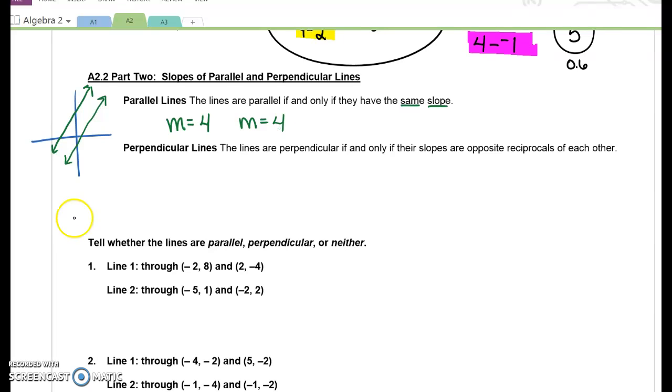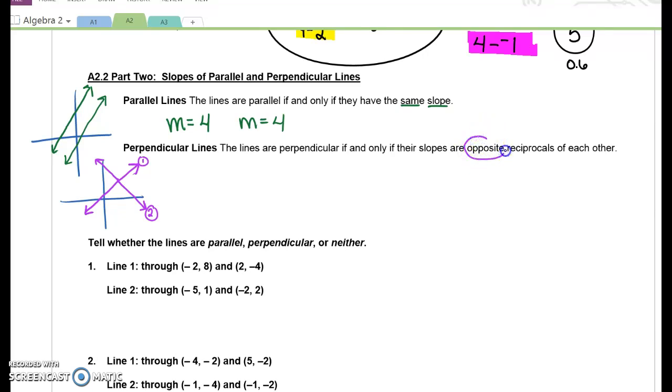Perpendicular lines. When we think about a graph, if this is our first line, what kind of slope does that purple line appear to have? Positive, negative, 0, undefined. Positive slope. A perpendicular line, a line that meets that line at a 90-degree angle. So if this is line 1 and this is line 2, what type of slope would line 2 have to have? Negative slope. So for perpendicular lines, one of them has to be positive, one of them has to be negative.